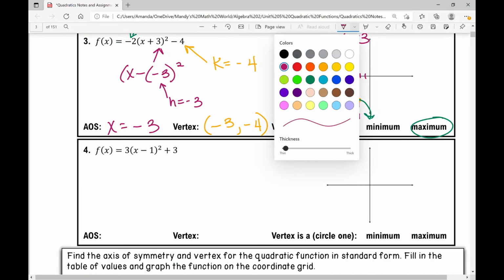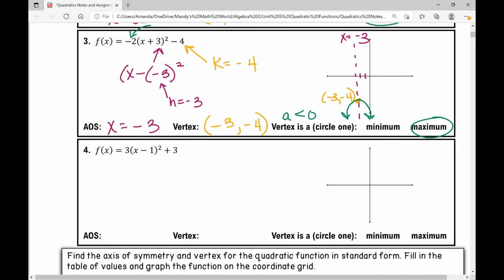So in this problem, it's in vertex form, and we have f of x equals 3 times x minus 1 squared plus 3. So what's the value of h? Remember, this is x minus h, so what's the value of h? It's x minus 1, which means h is positive 1, right? So there's that little trick. If you see x minus 1 inside your parentheses, that means your h value is positive, which means your axis of symmetry is x equals positive 1. So let's draw that.